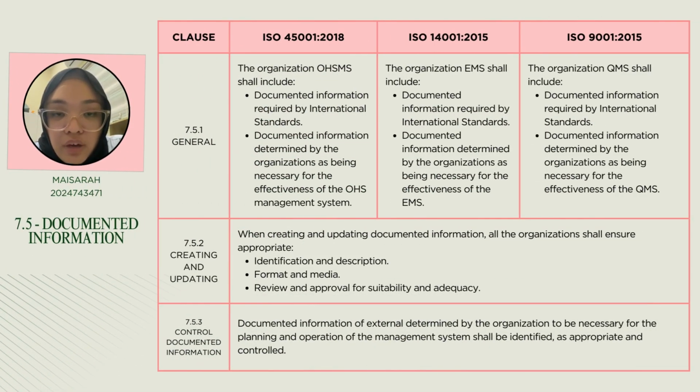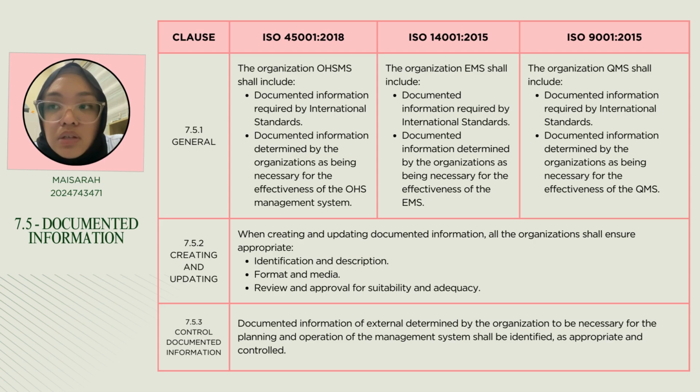For 7.5, documented information, we have general, creating and updating, and also control of documented information. For general, ISO 45001, the organization's OHS management system should include documented information required by this document, and documented information determined by the organization as being necessary for the effectiveness of the OHS management system. For ISO 14001, the organization's EMS should include documented information required by this international standard, and documented information determined by the organization as being necessary for the effectiveness of the EMS.